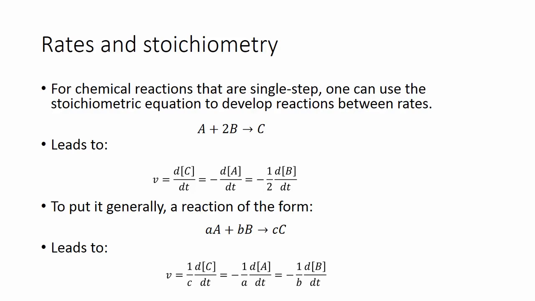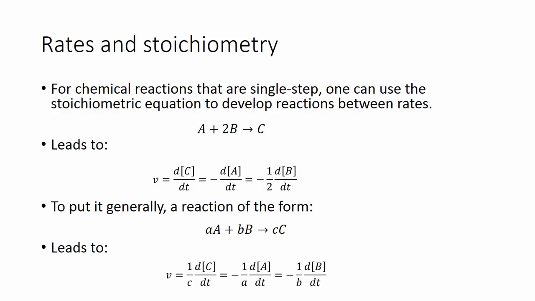So for chemical reactions that are single step, one can use the stoichiometric equation to develop relations between rates. So if we have A plus 2B yields C, this would lead to the rate equation v is equal to the change in concentration of C over time, equals the negative change in the concentration of A over time, equals negative 1/2 the change in concentration of B over time.